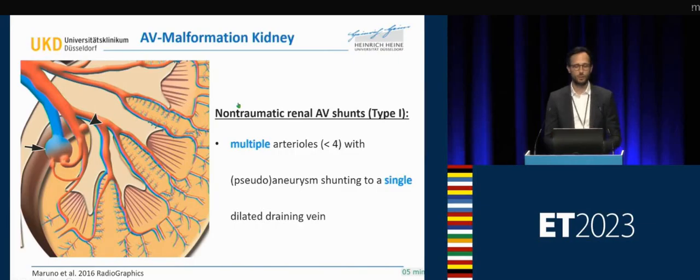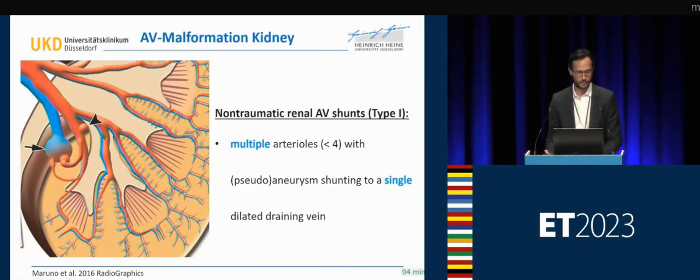The other large group, and this kind of classification actually comes from the neuroradiology field. There we have the non-traumatic type 1, where multiple arterioles are involved. I think we also have to keep in mind that we're talking about fewer than 3 or 4 of these arterioles being associated with that.